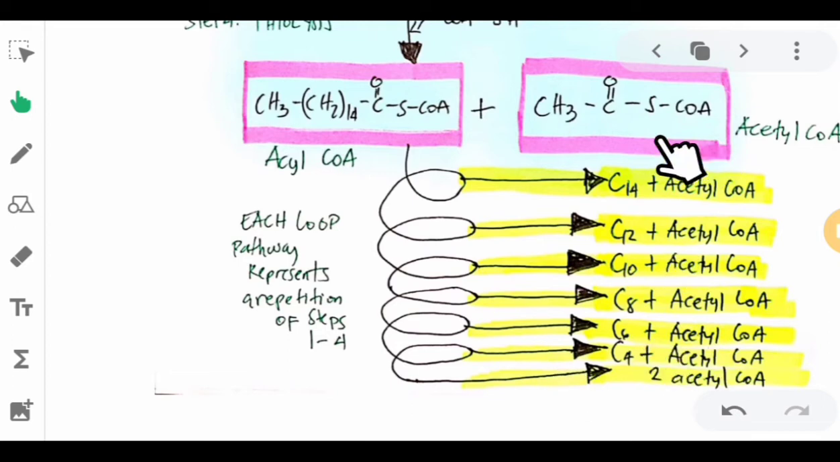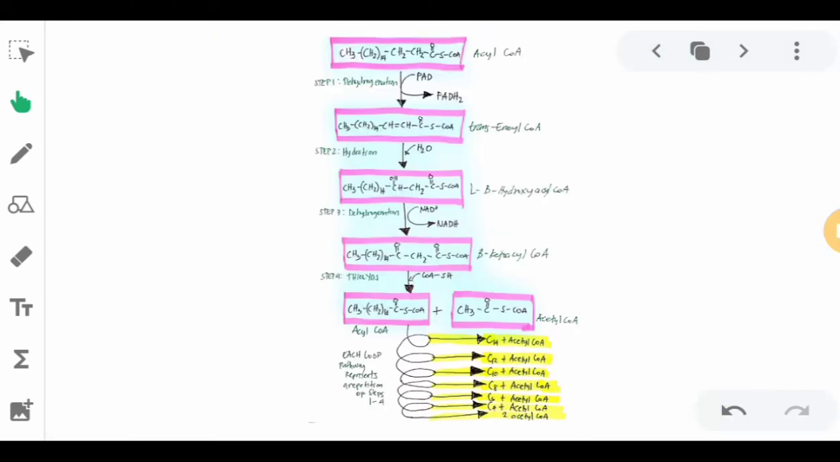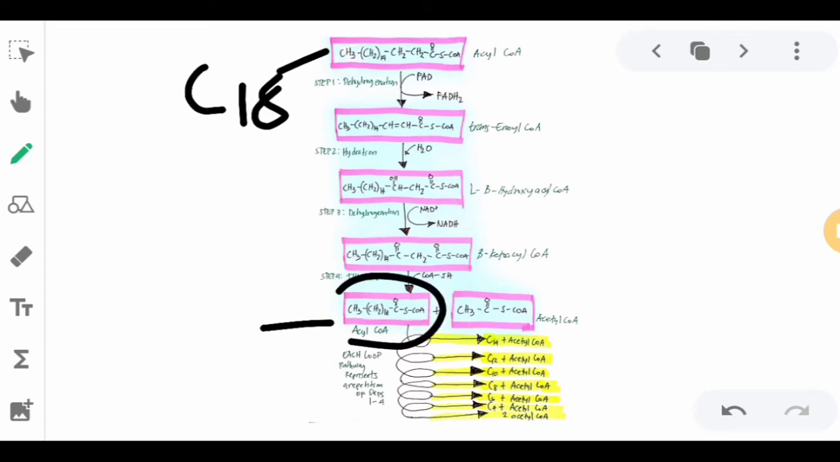If you notice here, you will have decreasing even numbers in terms of 2: C14, C12, C10, C8, C6, C4. How does that happen? From step 1 here, you will have C18. In step 4, there is a minus 2 of the carbon because of the acetyl-CoA that will be produced. So at the end of step 4, you will have C16.